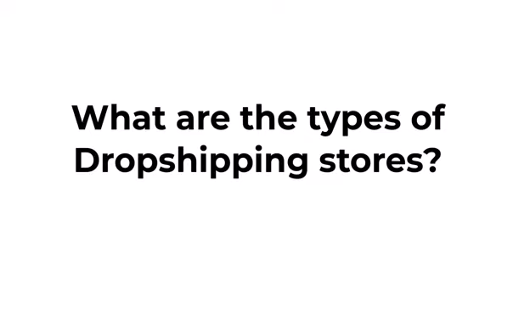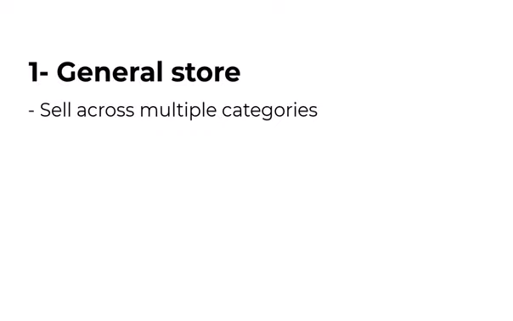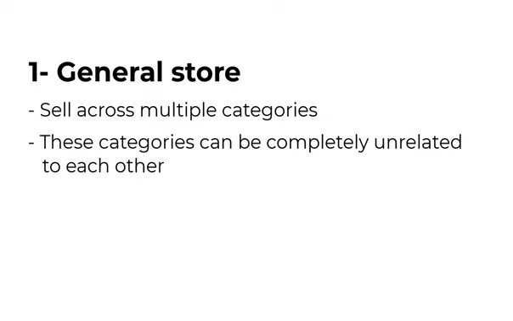What are the types of dropshipping stores? There are two types of dropshipping stores. The first one is the general store. General stores are dropshipping stores that sell across multiple categories. These categories can be completely unrelated to each other, and that is what makes the store general.